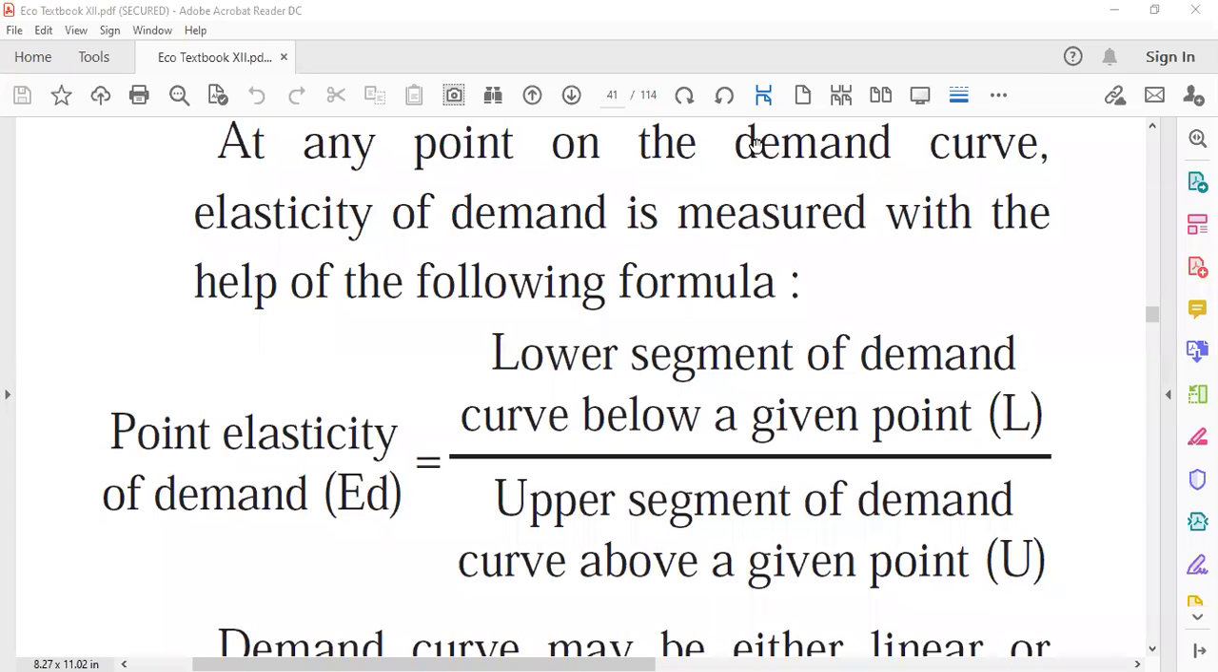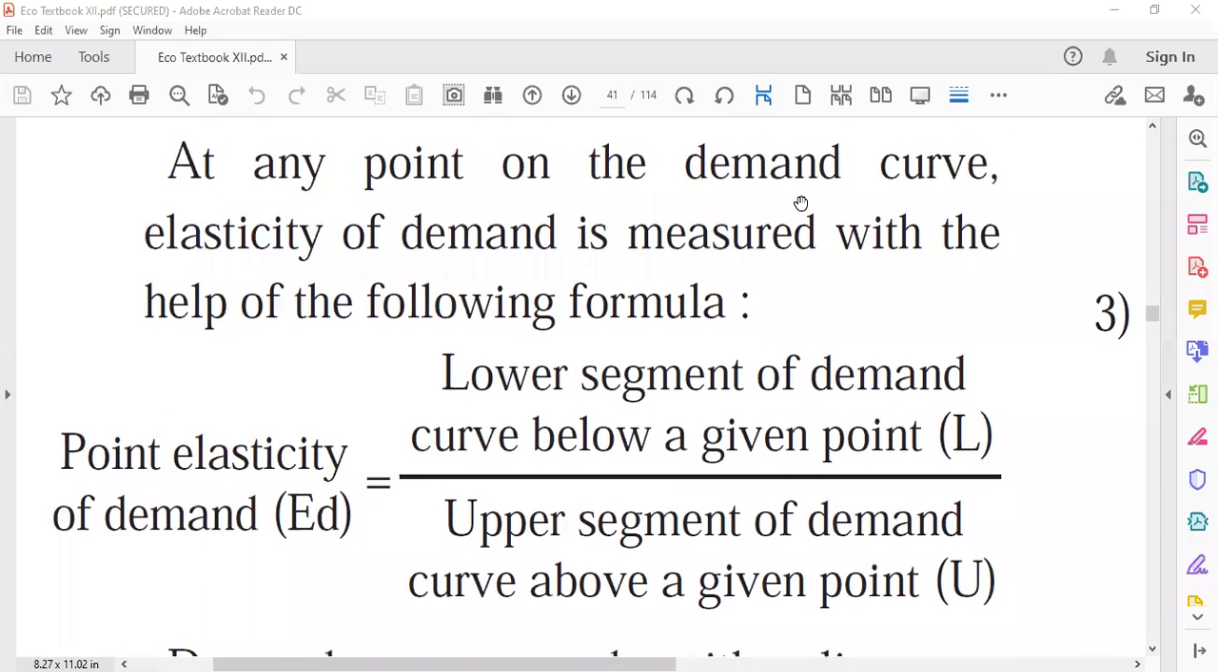Last lecture, we had started with the methods of measuring the elasticity of demand. In that, we had seen the expenditure method and percentage method of measuring the elasticity. In this lecture, we are going to study about the point method of measuring the elasticity of demand.